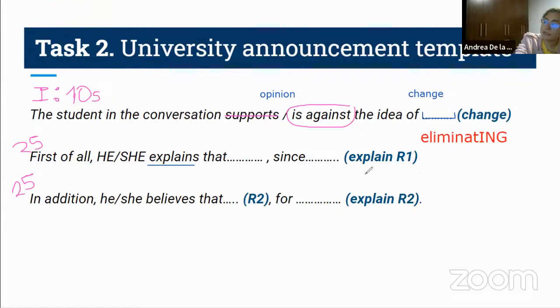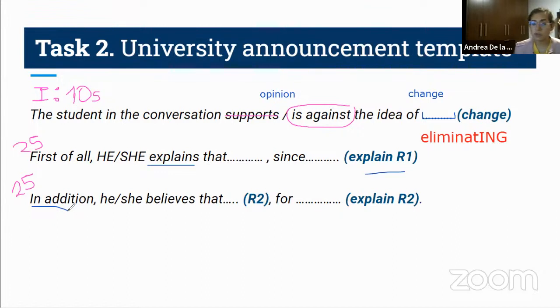And then after you explain the first reason, you go on to the second one. And you say, in addition, the student believes that if the professor is retiring and that is the problem, then the university could hire a part-time teacher instead, right? Instead of hiring a full-time one. So you just explain the second reason. And that's it. That's all you guys need.